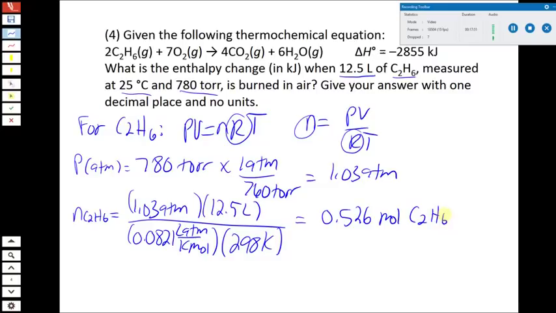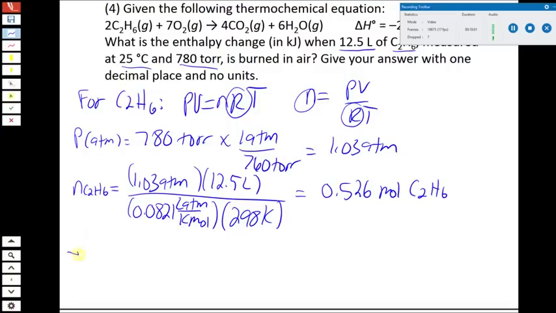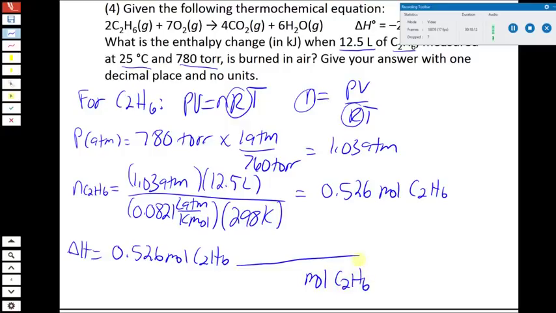All right, so once we know the moles of one of the substances in the chemical reaction up here, we can relate that to delta H in a way that would be very similar to what we did in stoichiometry. So we're going to calculate delta H for this reaction where we have 0.526 moles of C2H6. And then we want moles of C2H6 to cancel out, so we're going to put that in the denominator, and we're going to solve for how many kilojoules of heat that represents.